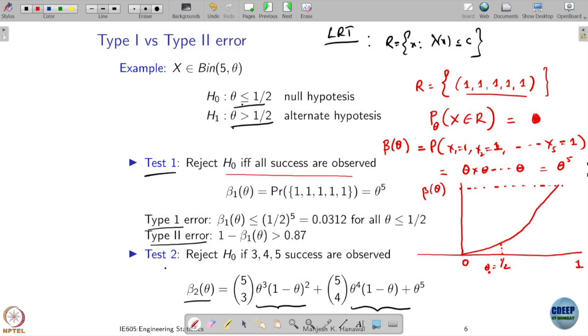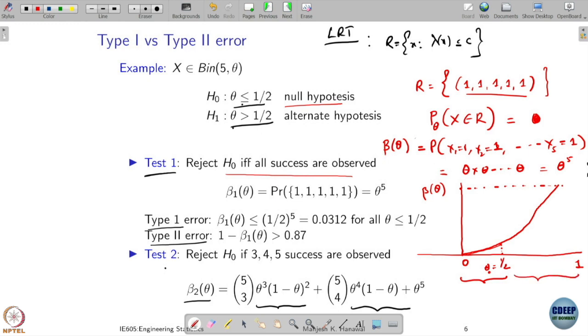So when theta is less than half and I compute this probability, beta of theta, what will this give me? This will actually give me a type 1 error, right? In this region, because theta is less than half, that corresponds to the null hypothesis, and I am rejecting the samples. That is my type 1 error. So in this region, it is giving me type 1 error.